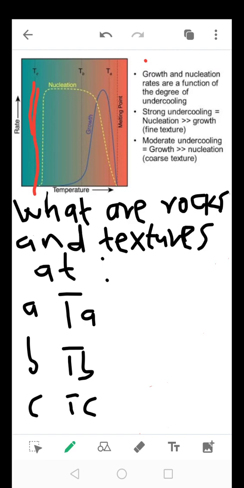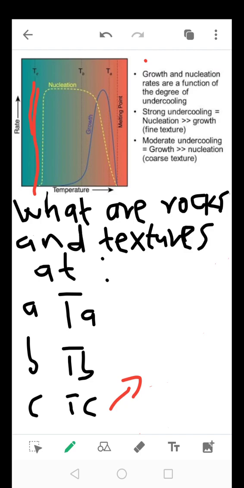So remember the textures we've explained, that if the crystals had no chance to form, we have what we call a glassy texture. So the question here is saying, what are the rocks and the textures at TA, TB, and TC respectively? So I want to start with TC, temperature TC.